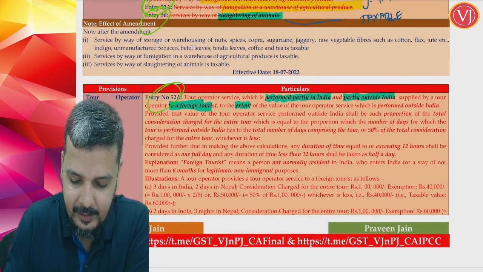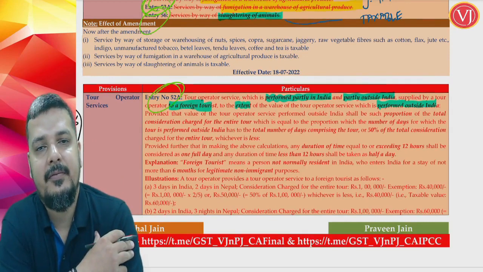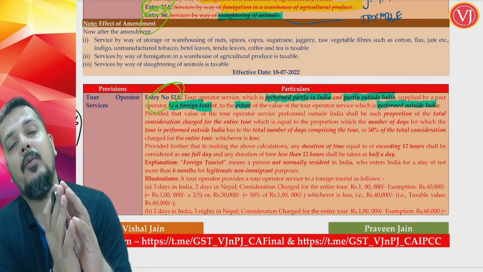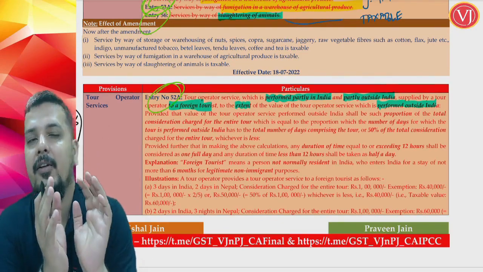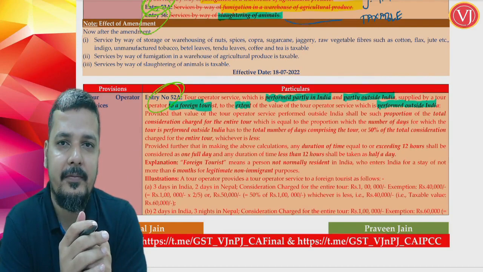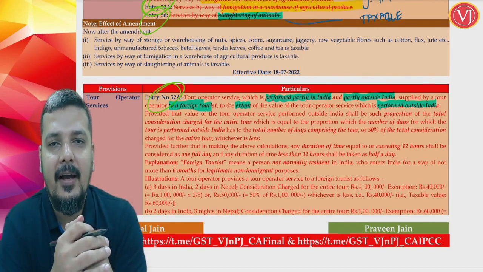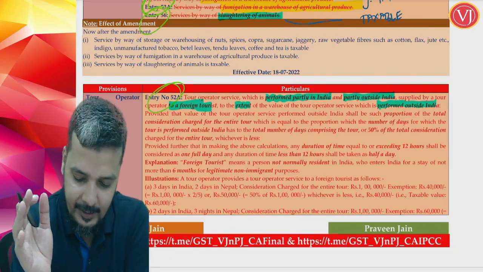To the extent it is performed outside India, it is exempt. Previously, services by a tour operator to a foreign tourist for a tour exclusively outside India were exempt. Now they are saying that if you are giving services to a foreign tourist partly in India and partly outside India, we are going to make it exempt to the extent it relates to the part outside India.